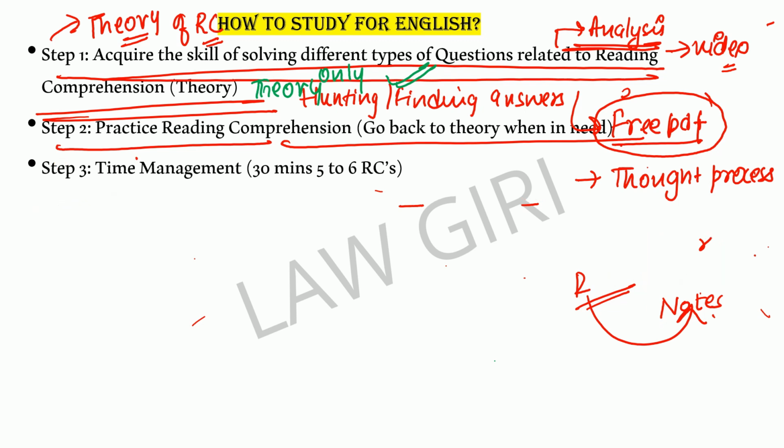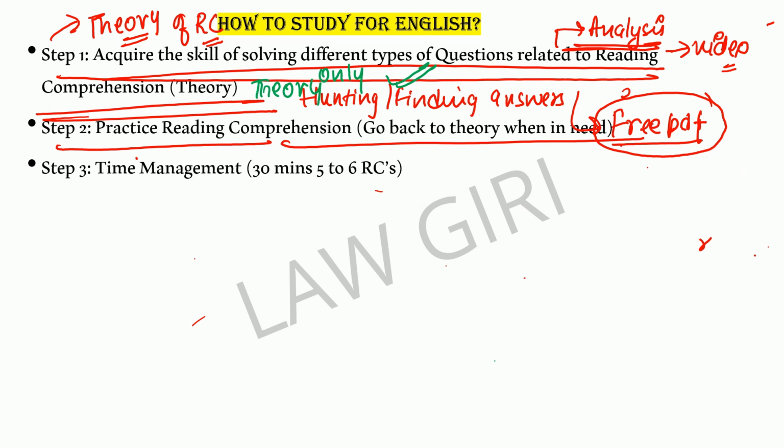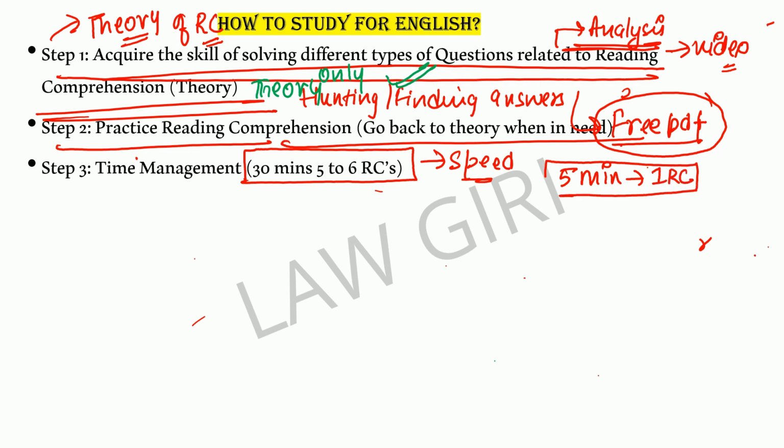And that is when we move on to the third step, that is time management. You just have 30 minutes to solve 5 to 6 RCs. Yes, this is the time that you have to take. This speed you need to build, and yes, you can build the speed. It means you have to solve one RC in 5 minutes. One RC is equal to 5 minutes. This should be your speed.